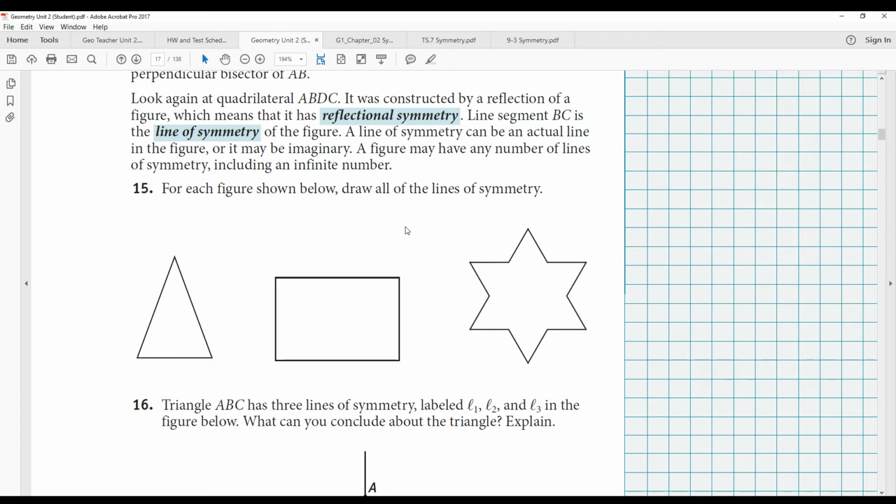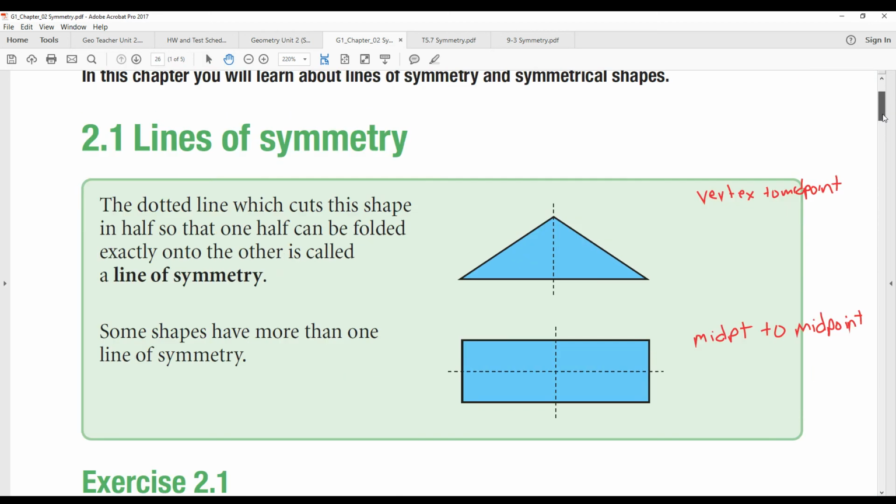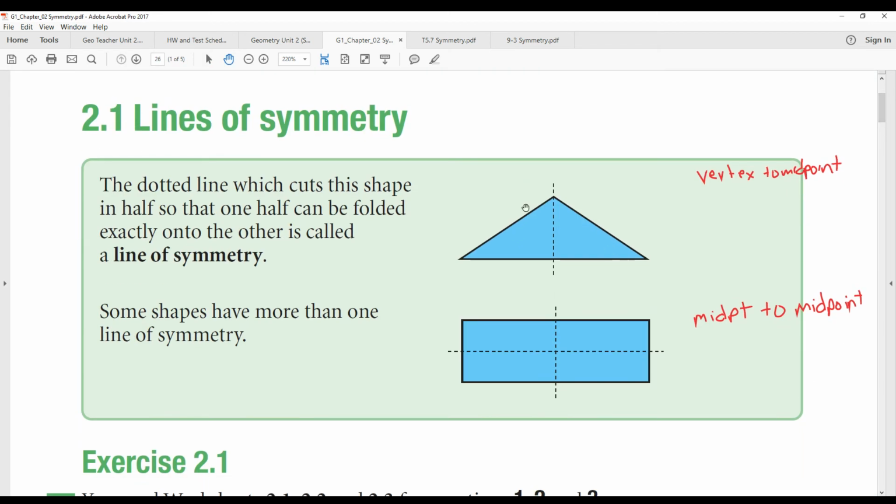What we're going to do here is take this image and see if we can place a line in it to create two equal pieces on each side. It might be easier to see here. So here's a couple of pictures. We have a triangle right here.